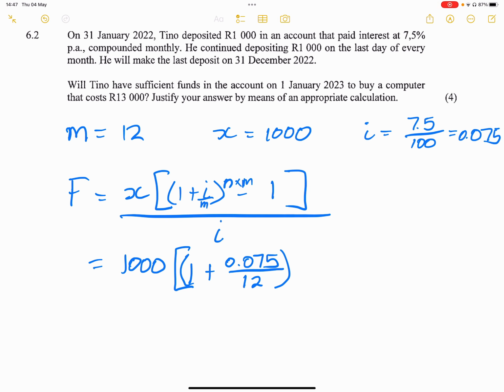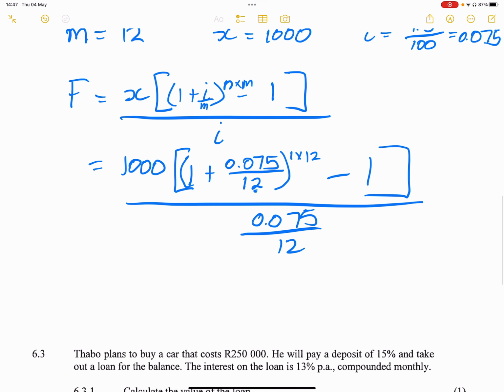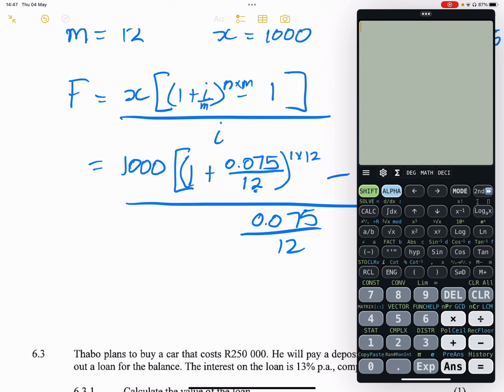So that is 1 year, which has 12 months. It means our M value is 12, as we said. That's minus 1, divided by 0.075 over 12. Now, ladies and gents, I really want you at this stage to use the calculator rather than trying to write things out. So let's do that together.